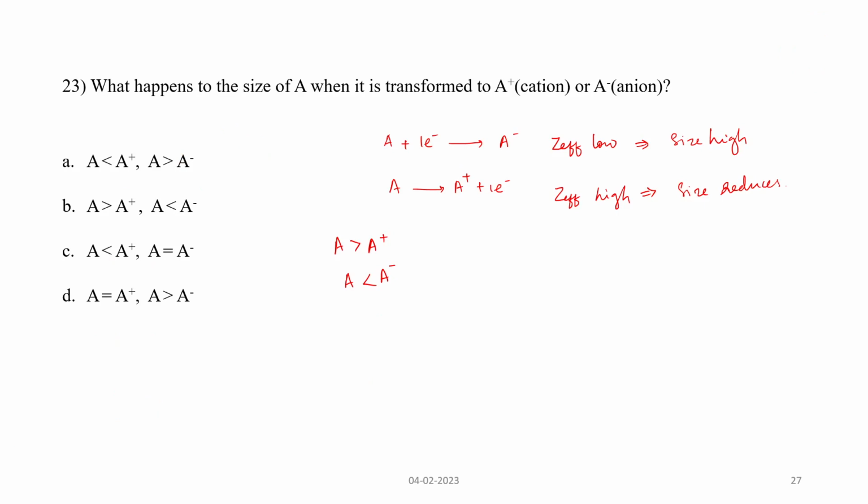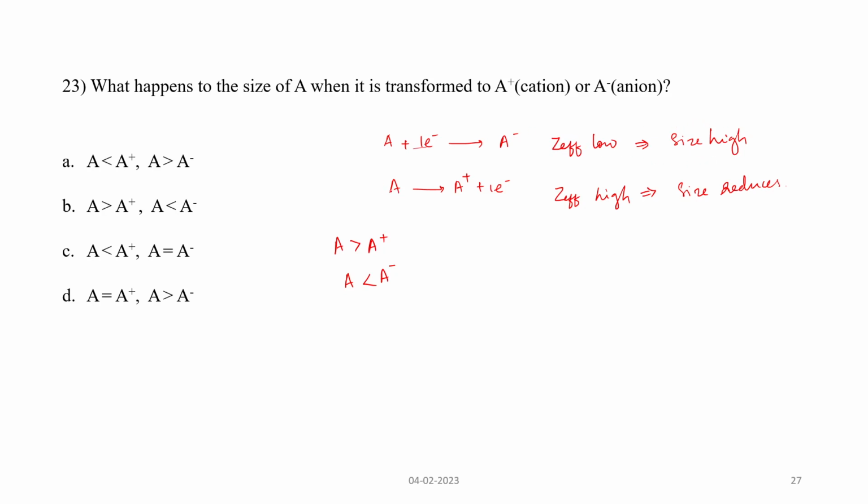And the last question is, what happens to the size of A when it is transformed to A plus or A minus? So when we are forming A minus, we are adding one electron to the neutral atom. So an anion is formed. And when an anion is formed, the effective nuclear charge will be low. So the size becomes high.